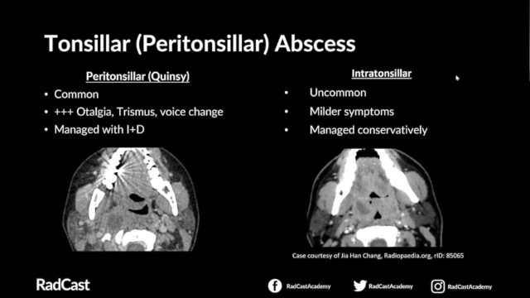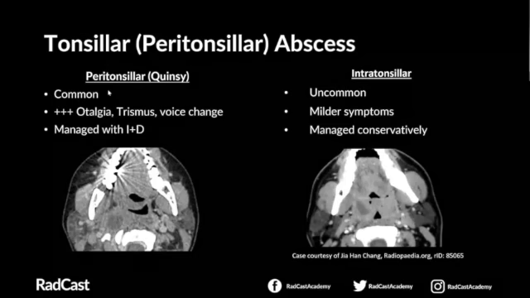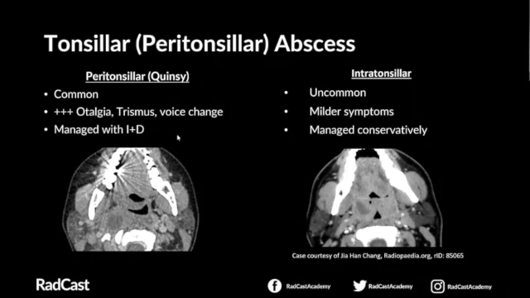We'll start with the most common type of infection, which involves the tonsils, particularly a peritonsillar abscess. Peritonsillar abscess is what we know clinically as quinsy. This is the most common deep neck infection or abscess. It will present with odynophagia, trismus, and voice change, and it's managed with incision and drainage.